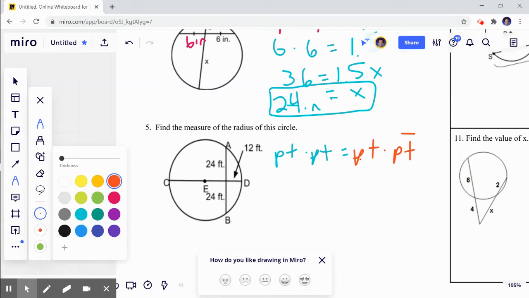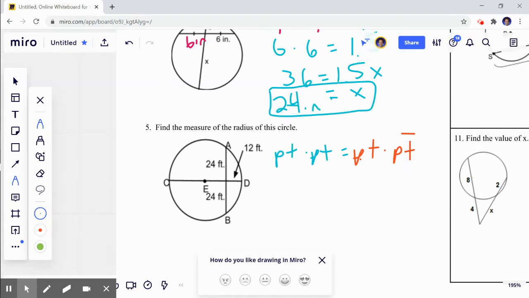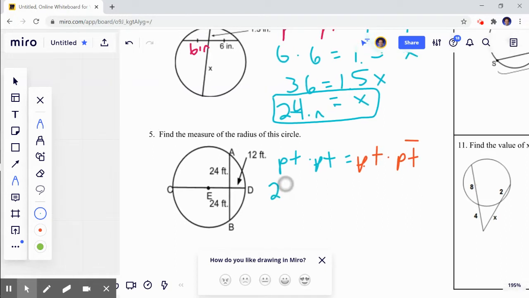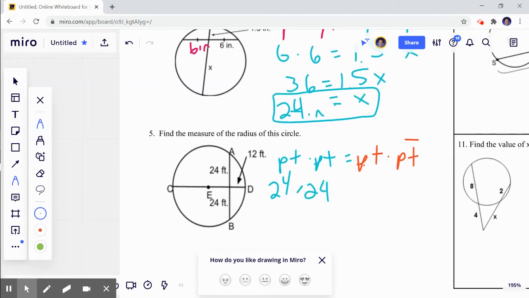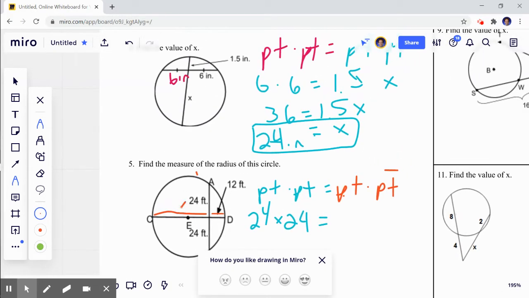Okay, so we got 24 times 24 from one of the chords equals, so on this one we have 12 for one of the segments of the chord, and the rest of that chord we don't know what it is. We'll just call it x for an unknown. Okay, that's an x. So we get 12 times x for that side of the equals.